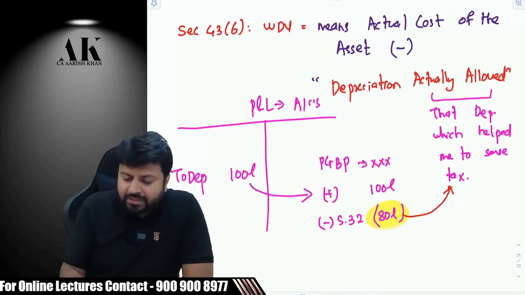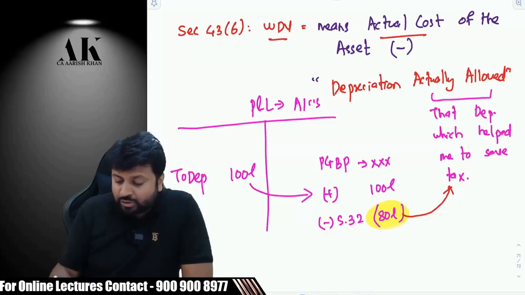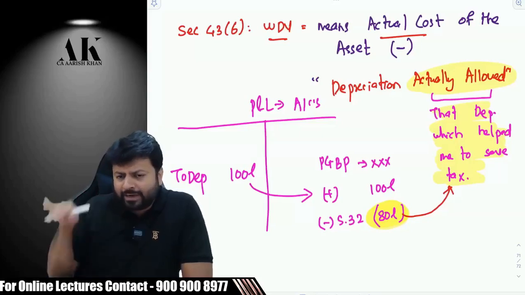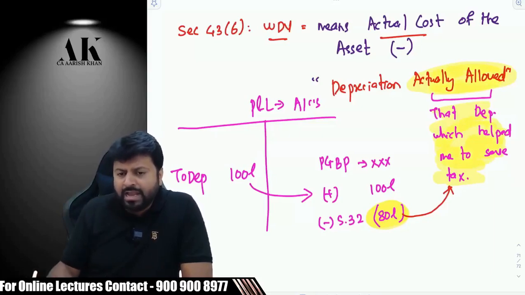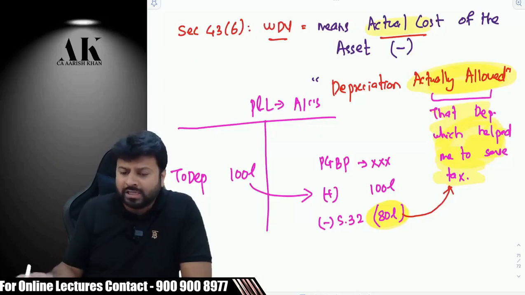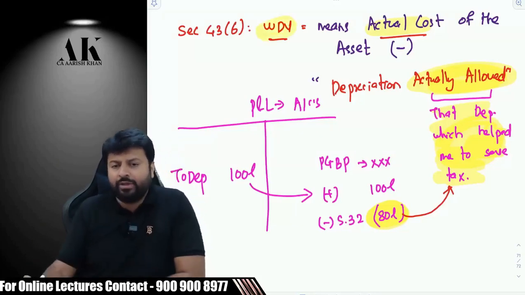So this is the definition of WDV. Actual cost minus depreciation actually allowed. Actually allowed. Put special focus on this word. That depreciation which helped me to save tax can be called as actually allowed. And any depreciation, I'll go backward now. Any depreciation that helped me to save tax can be called as actually allowed. And if the depreciation is actually allowed, only then it will be reduced from the cost to arrive at the WDV.